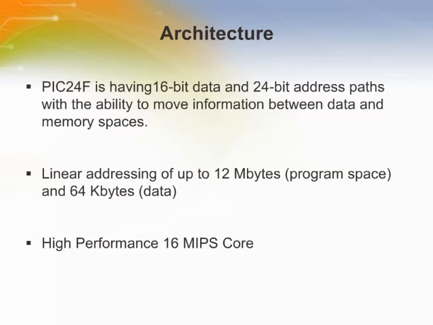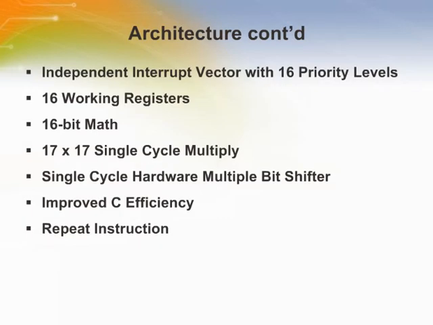The interrupt structure of the PIC24F is significantly upgraded. The PIC24F provides an independent interrupt vector for each interrupt source. The PIC24F family provides 16 working registers. The PIC24F implements 16-bit math, including a 17 by 17-bit single-cycle multiply. The architecture also implements a single-cycle multi-bit shifter, or barrel shifter.